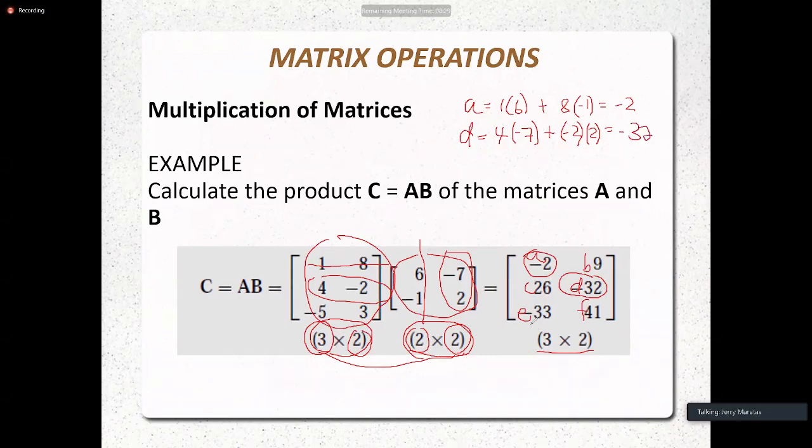Another example, this is element E. E is located on the third row, first column. So it should be negative 5 times 6, plus 3 times negative 1. The result is negative 30 minus 3, that's negative 33. So that is how to get the values of the elements of the resulting matrix.